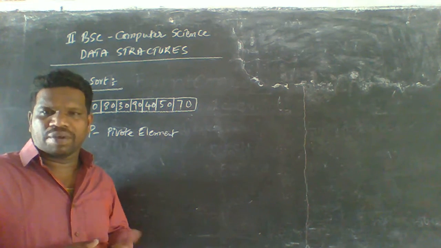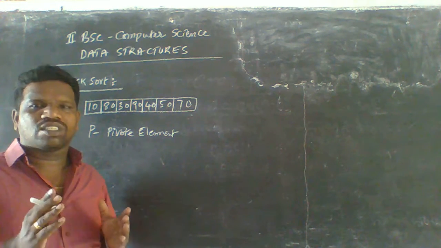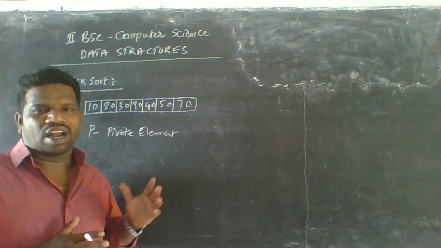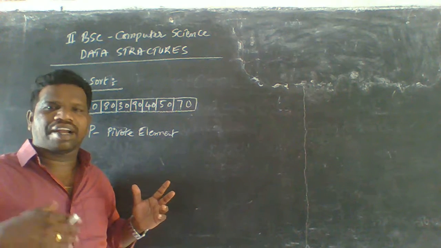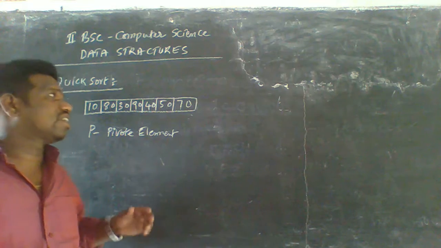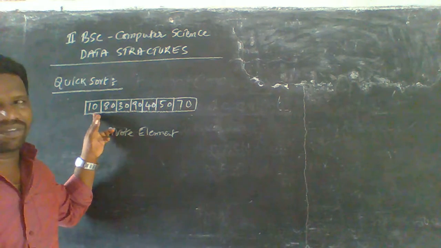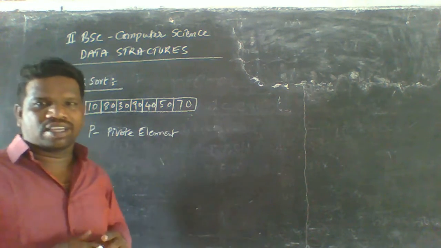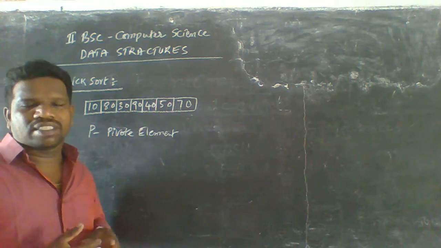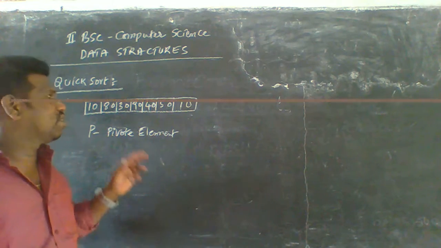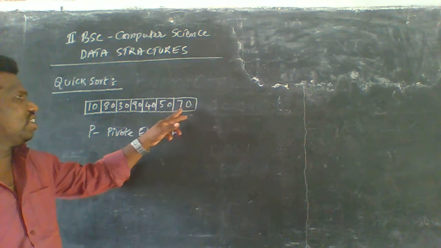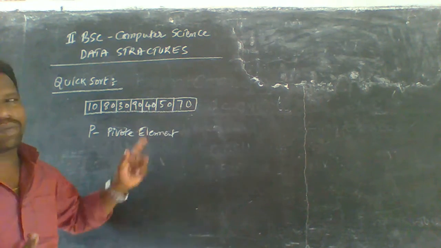The p indicates the pivot number. The smaller values are placed at the left side of the pivot number, and the greater values are placed at the right side of the pivot number. For example, I'm taking 10 as the pivot number. There are no smaller values than 10, so all the elements are placed on the right side: 30, 40, 50, 70, 80, 90.